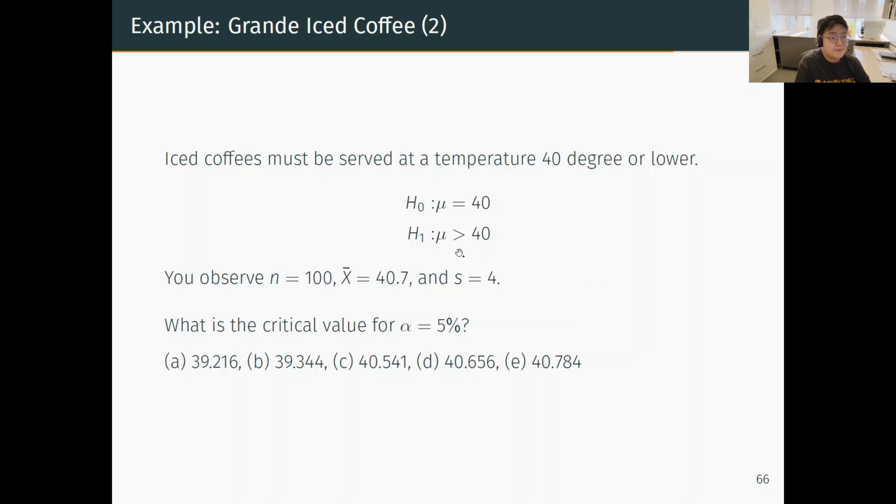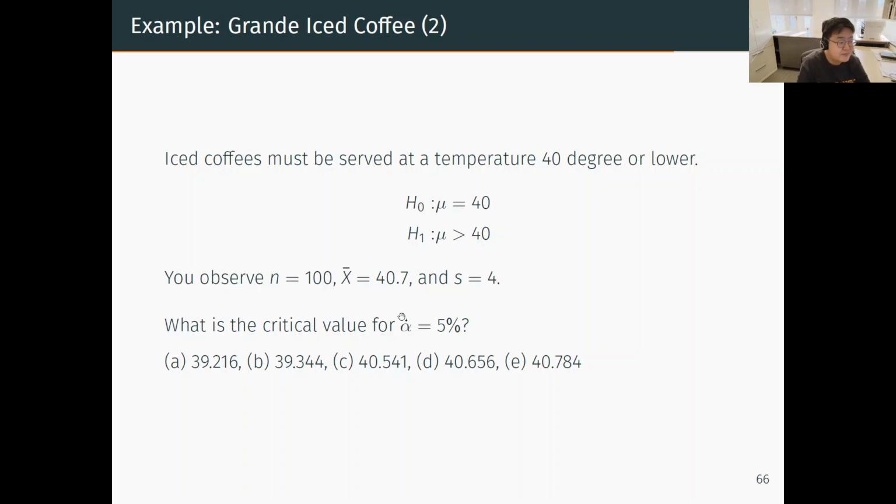Because we are rejecting on the upper tail, your critical value must be at least greater than 40 degrees. Because if the average temperature is too high, then you are going to reject. So it must be greater than 40 degrees. So A and B cannot be the answer. And the significance level is 5%. And remember, we are going to use 5% only on one tail.